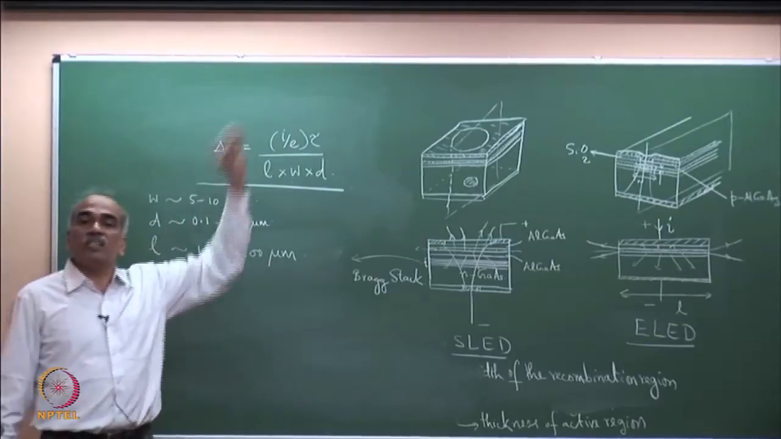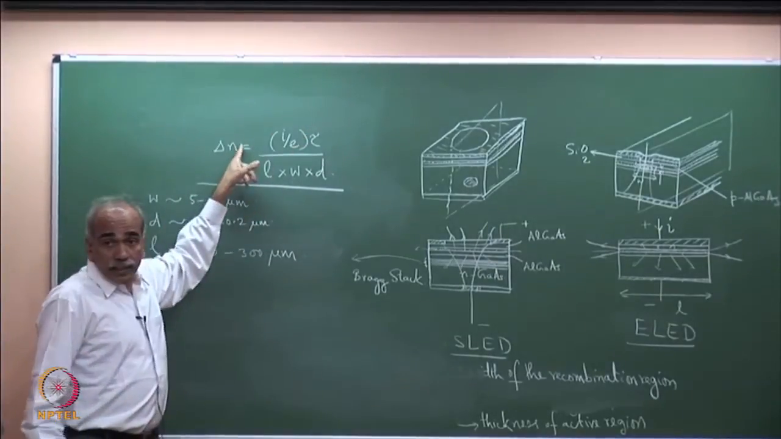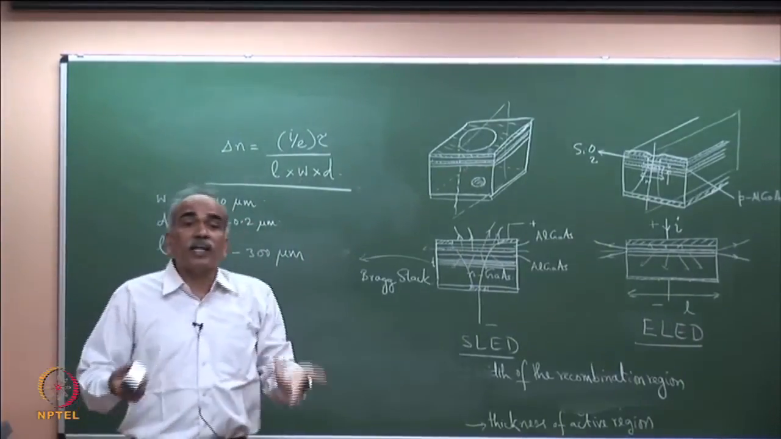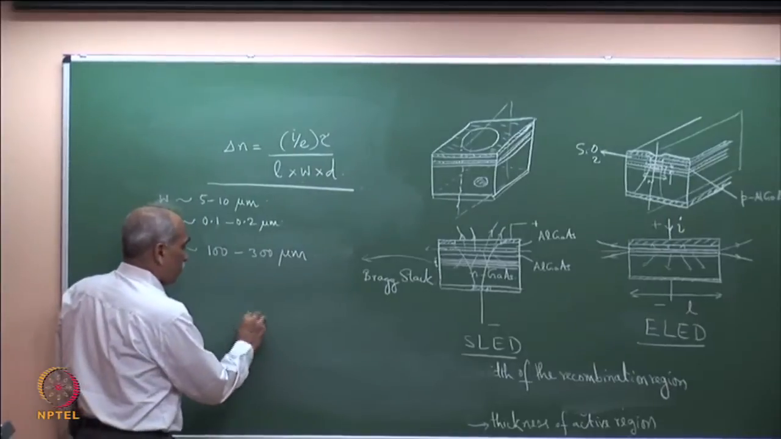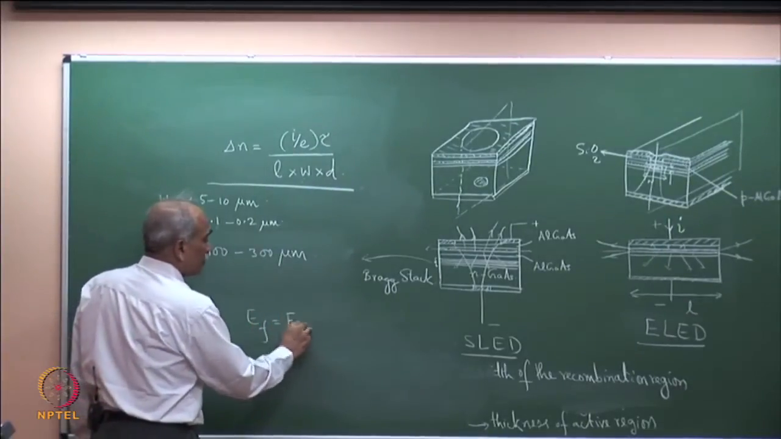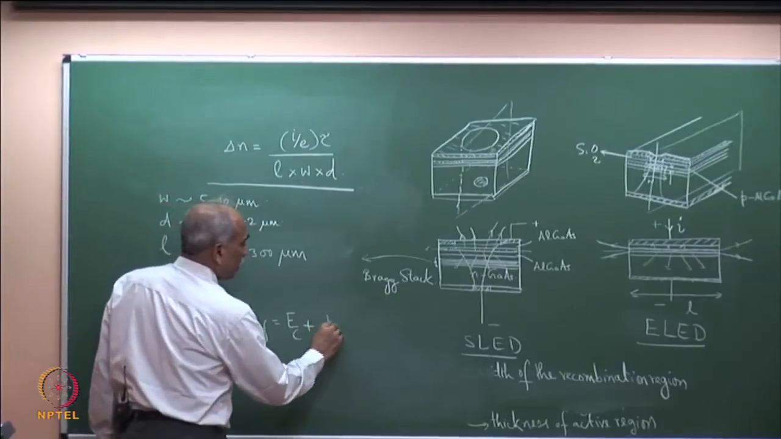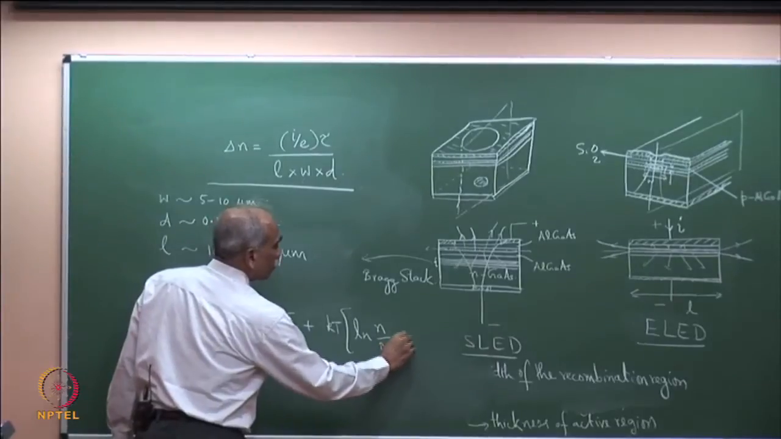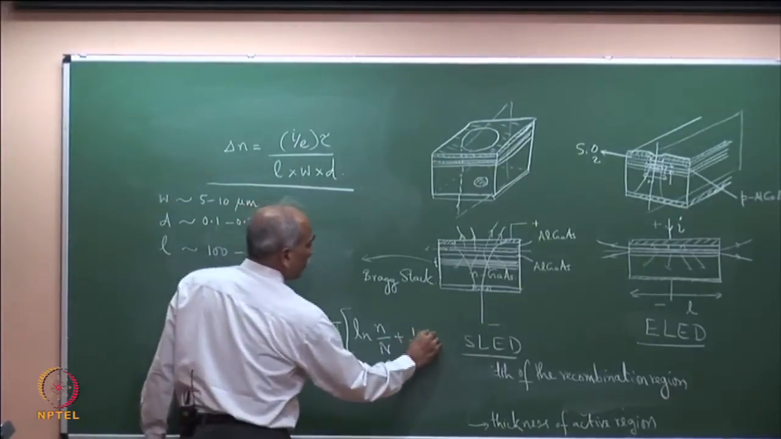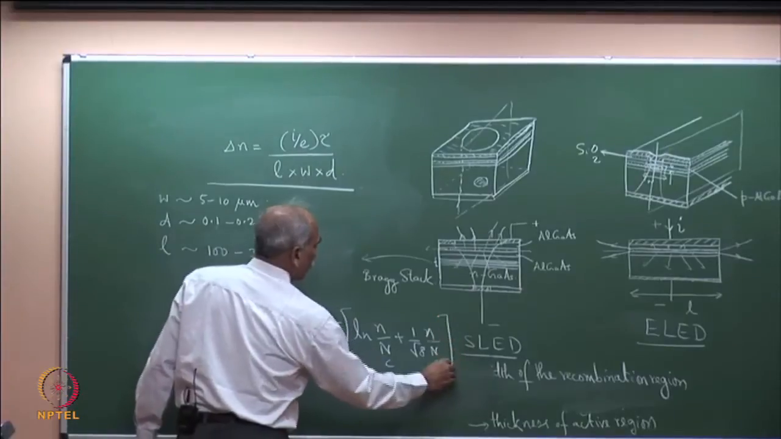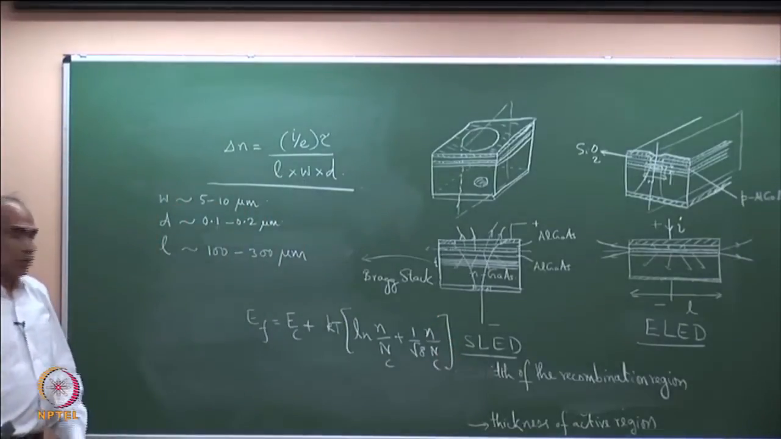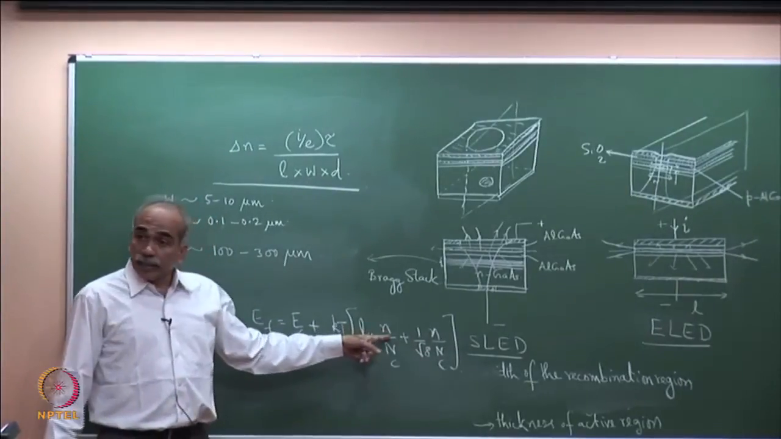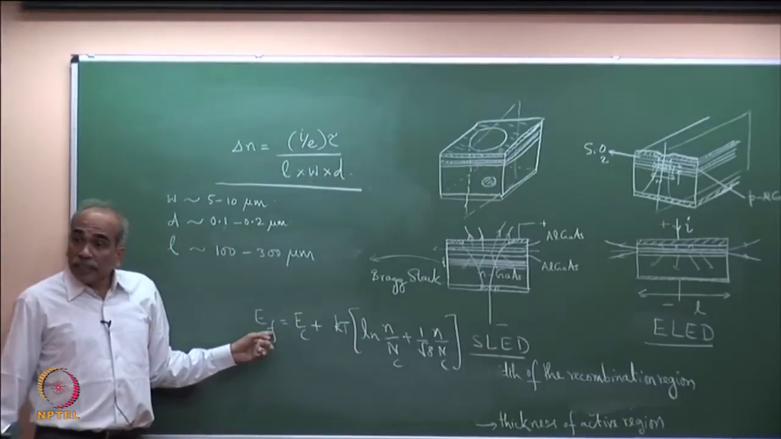Why are we interested in a large delta n? Because the Fermi level EF moves up if delta n becomes large. You recall the expression for the Fermi level: EF is equal to EC plus KT into ln of n divided by NC, plus 1 over square root of 8 times n divided by NC. And what is this n? n is n0 plus delta n. The larger the delta n, the larger this will be, and therefore EFC.